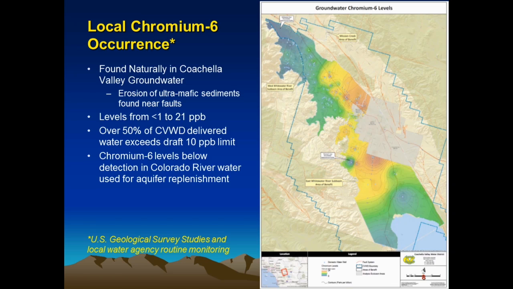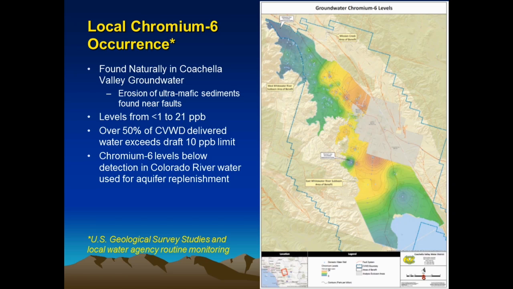The dark blue color is essentially no detectable chromium. The darker blue it is, the lower the level. So we have basically no chromium up here. And as you move down close to this fault, these red lines are the fault system, you see the higher levels. I've talked to the folks in Indio and Coachella, and most of their wells, not all, but most of them, are over the 10. This transition area right here between green and yellow is that 10 parts per billion range. So anything yellow and brown is all over that level.